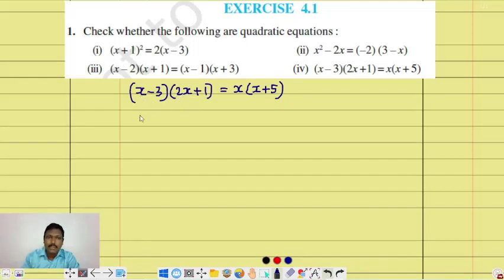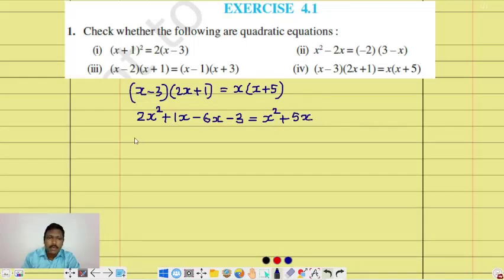We will get x into 2x will be 2x squared, plus x into 1 will be 1x, so we can write 1x itself here. Then minus 3 into 2x will be minus 6x. Then minus 3 into 1 will be minus 3, is equal to, open here, monomial by binomial multiplication. x into x will be x squared, plus 5 into x will be 5x.